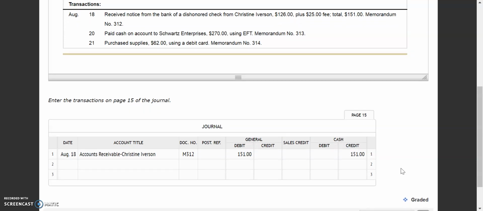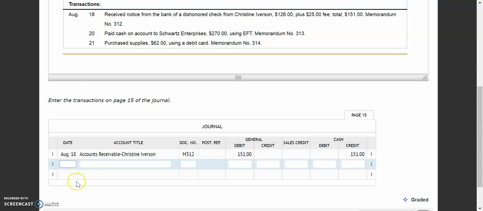Our second transaction is for August 20th. It says we paid cash on account to Schwartz Enterprises for $270 using an EFT. So EFT, remember, is an electronic funds transfer. And because we didn't write a check, we cannot use a C as our source document. That's hence the reason why we have another memorandum. However, the way we record is still the same.